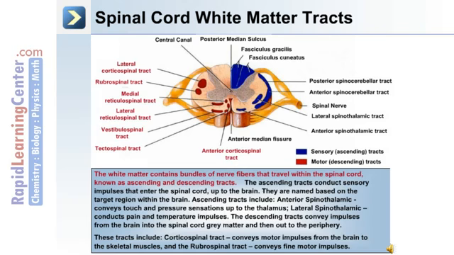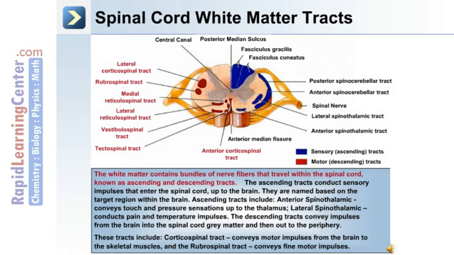The white matter contains bundles of nerve fibers that travel within the spinal cord, and these are divided as ascending and descending tracts. The ascending tracts conduct sensory impulses that enter the spinal cord and deliver them up to the brain. They're named based on the target region within the brain. Examples of ascending tracts include the anterior spinothalamic tract, which conveys touch and pressure sensations up to the thalamus, and the lateral spinothalamic tract, which conducts pain and temperature impulses.